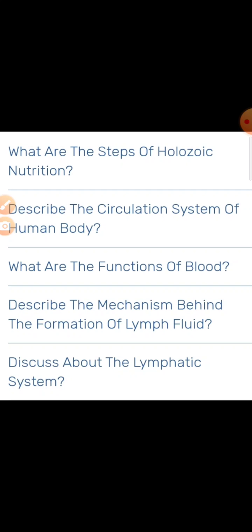Next, what are the functions of blood? You have to write this answer in points. Blood performs the following functions. Number one, transport of oxygen. You have to write 2 to 3 sentences. Next point, you have to write about transport of carbon dioxide. Here also 2 to 3 sentences. Number 3, transport of nutrients. Number 4, transport of excretory products.